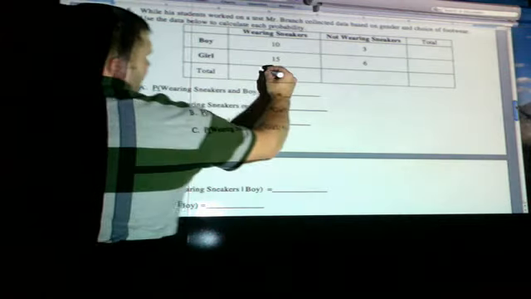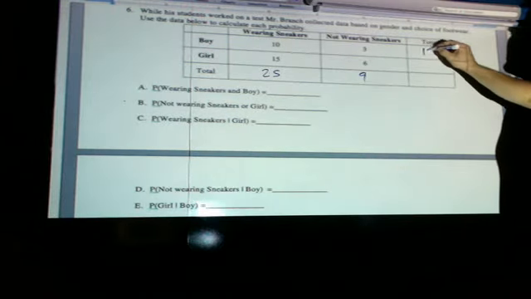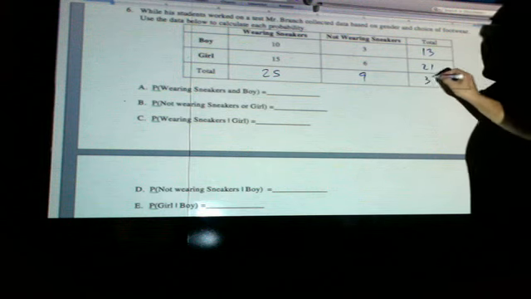All right, for 6. His students worked on a test. Mr. Branch collected the data. We've done a problem like this before. First thing I'll do is total them up. Total people wearing sneakers is 25. Total not wearing sneakers is 9. Total of boys is 13. Total of girls is 21. For our grand total, just add up either the column or the row and use the other to check. So 13 plus 21 is 34, and checking myself, 25 plus 9 is also 34.